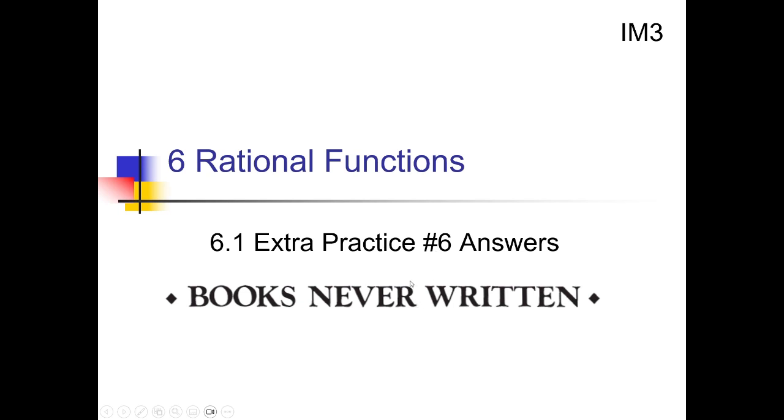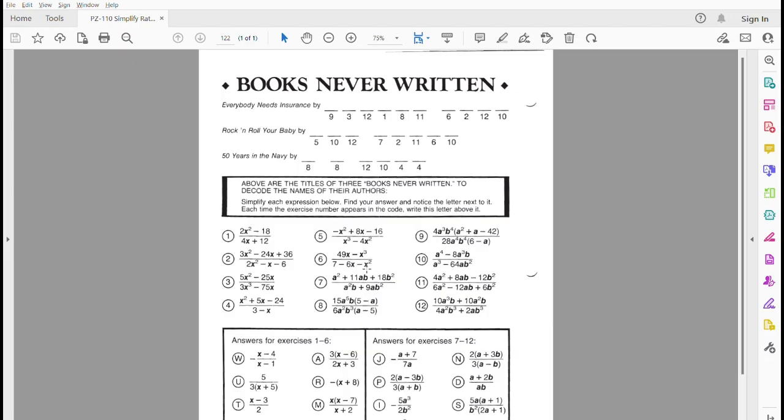There's a puzzle that goes with this one. Let's see what that's all about. So here's the puzzle that goes with that extra practice. The idea here is that we have some books that were never written. These are the titles of the books, and we're supposed to figure out the author's name, which is going to be some witty, punny sort of thing, I guess. To do this, we need to simplify these rational expressions, most of them by factoring and reducing common factors.